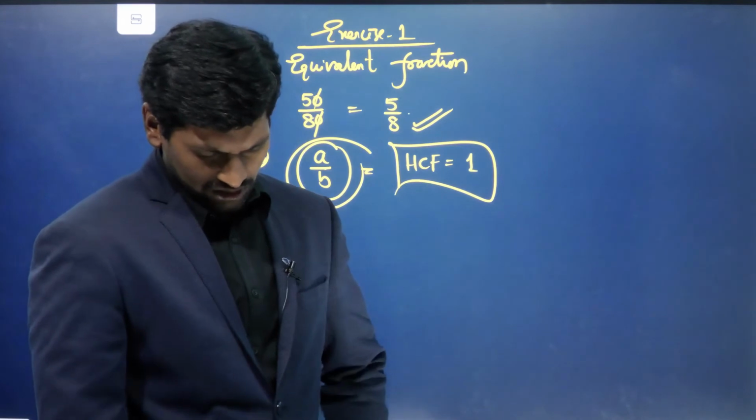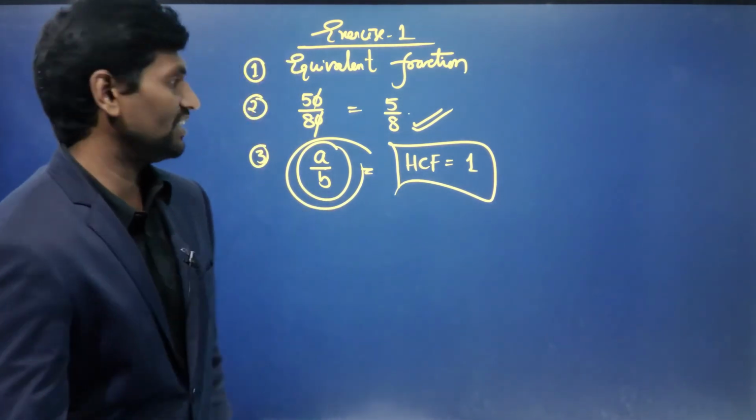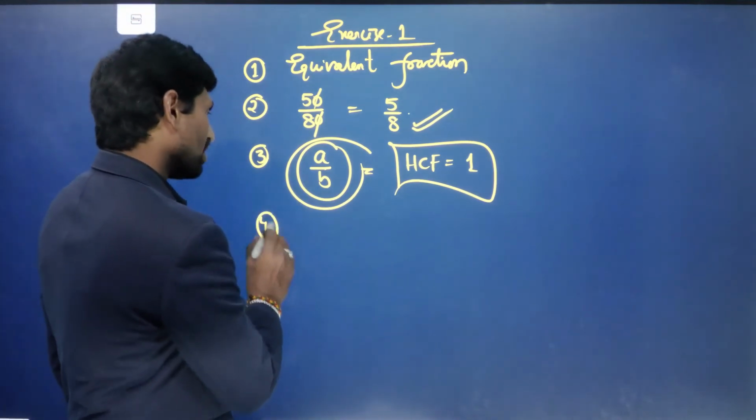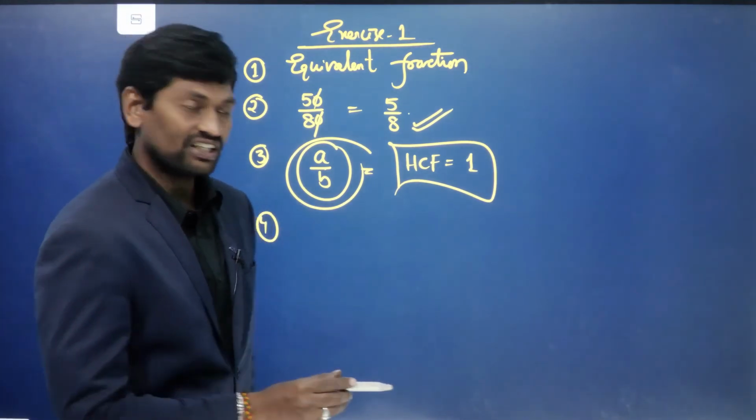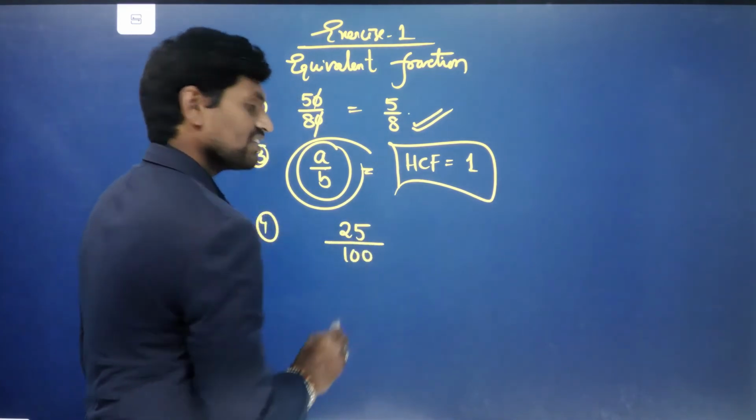Yeah. Now let us check the fourth question. What fraction of a century is 25 years? 25 years of a century. Century means 100 years. That means 25 years out of 100 years.